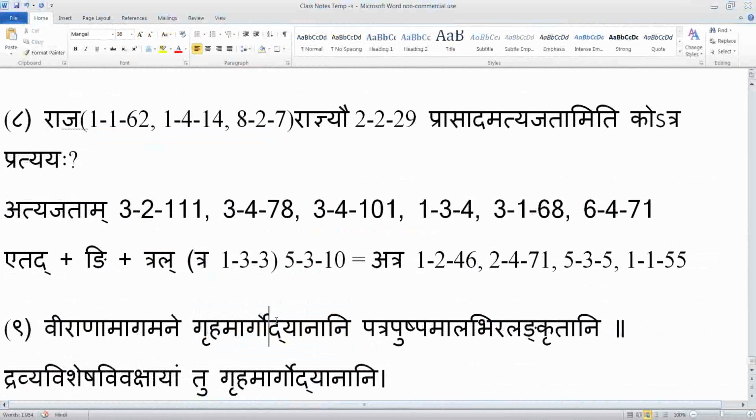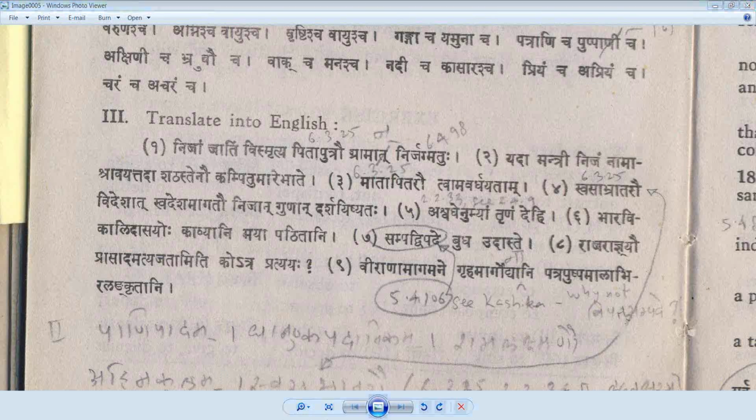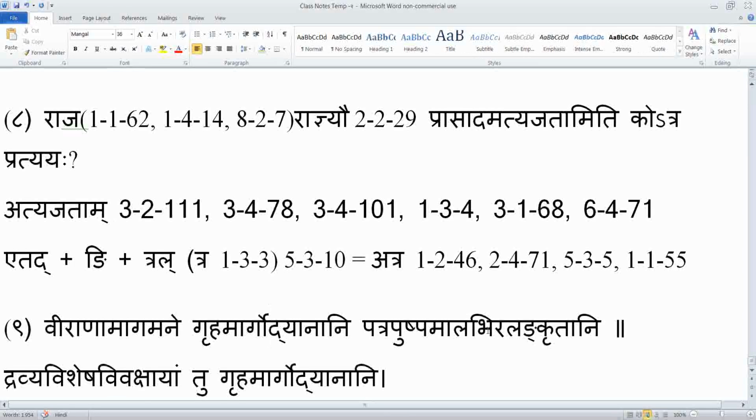Then patra pushpa malabhi, another dvandva samasaha. There's a typo here. Patra pushpa malabhi it should be. Let's see, what's in the book? Do we have malabhi or? This is a typo in the document. Malabhi. Yeah. Okay, sorry. I'll correct it right now. Again, thanks to Kalpesh, he has typed all this for us. So, patra pushpa malabhi alankritani.